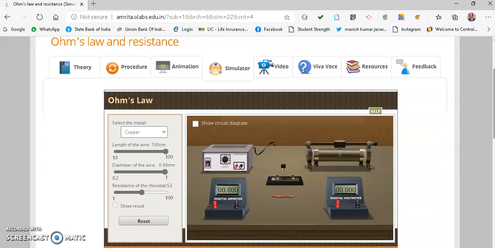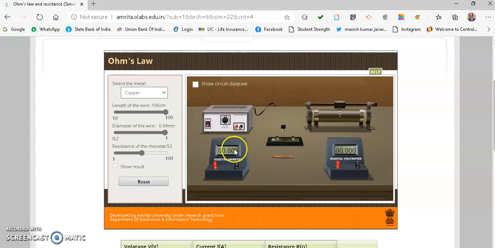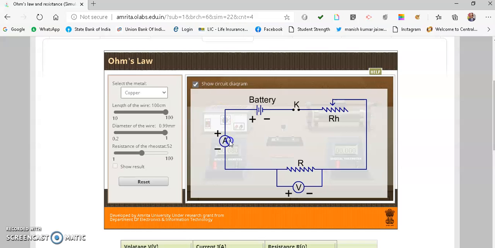What we need to do is draw this circuit diagram and attach the wires. This is the main thing where we encounter problems. So for that I would like to show you the circuit diagram here. The circuit is always available with you. We have a battery. The positive end of the battery goes to the positive end of the ammeter, and the negative end of the battery goes to the key and the rheostat, and then to the voltmeter, and then to the ammeter. So the circuit gets completed.